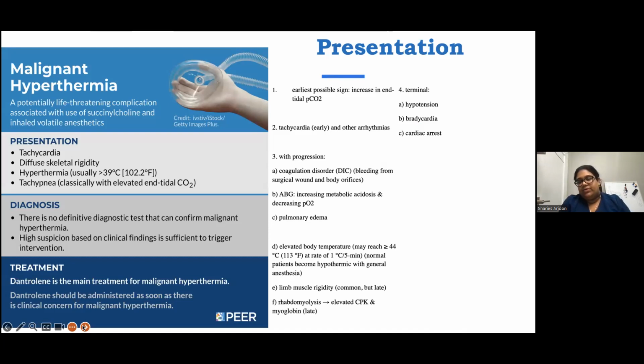The body temperature is elevated. It may reach greater than or equal to 44 degrees Celsius at a rate of 1 degree Celsius per 5 minutes. Normal patients would become hypothermic with general anesthetic, so the opposite. Limb muscle rigidity is common, but a late presentation, and they can have rhabdomyolysis with elevated CPK and myoglobin, but again, this is late. And in the terminal stages, these patients can experience hypotension, bradycardia, and cardiac arrest.